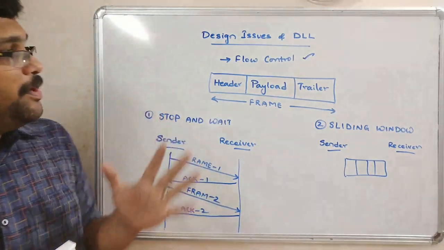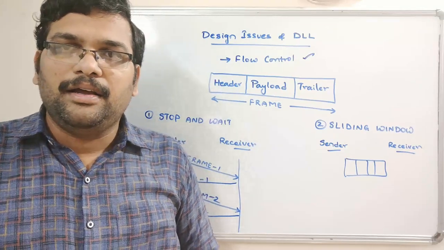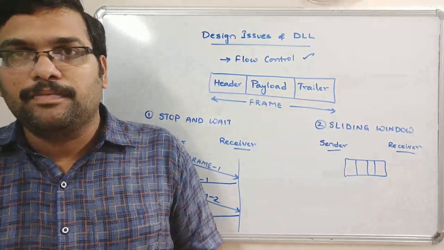So let us stop here, and I hope you understood this flow control in the data link layer. We'll go with the next session, which is error control.